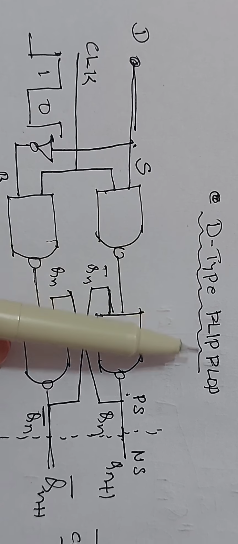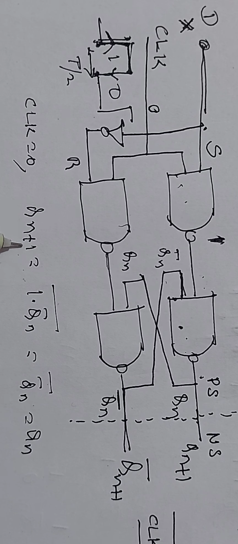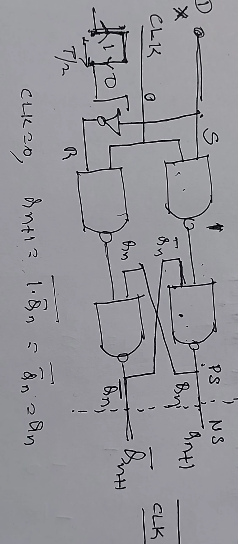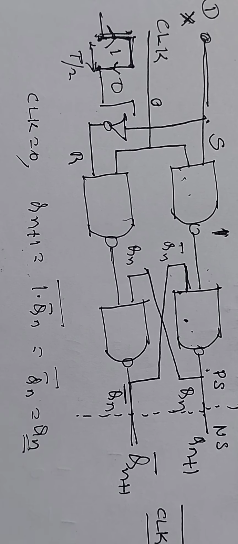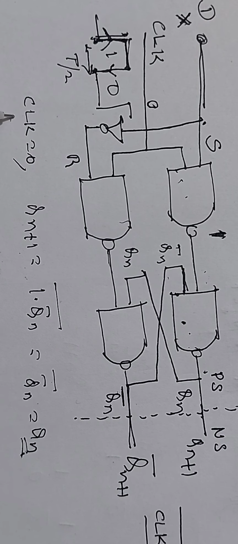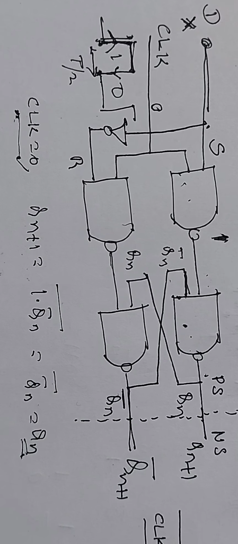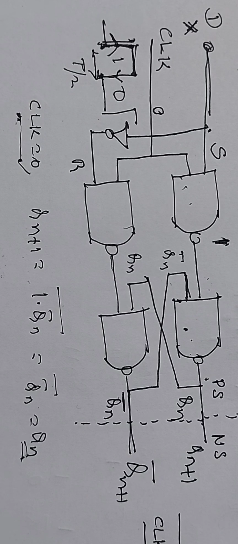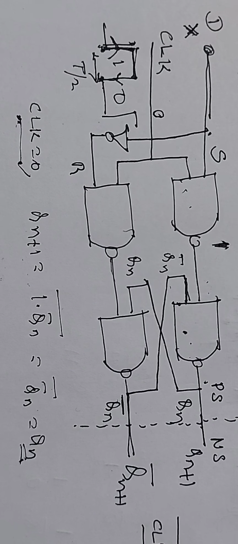So when clock equals 0, the final output Qn plus 1 is equal to 1 into Qn bar, whole bar, which is equal to Qn bar bar, which is Qn itself. That means the final output remains in the previous state when clock pulse is not applied, that is when clock pulse is 0. That means this flip-flop acts as memory element. If the final output remains as previous output, it is called memory element.